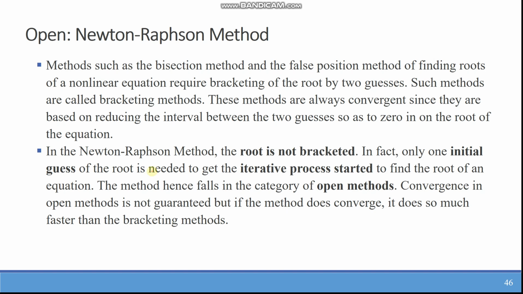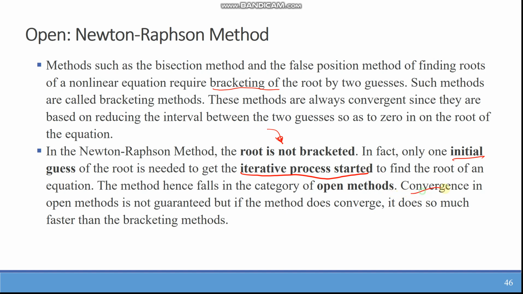Methods such as the bisection and false position method of finding roots of a nonlinear equation require bracketing. Both of those require the bracketing of the root. But in the Newton-Raphson, we do not contain the values. The root is not bracketed. That's why we call this the open method. And then we only require one initial guess to start the iterative process.